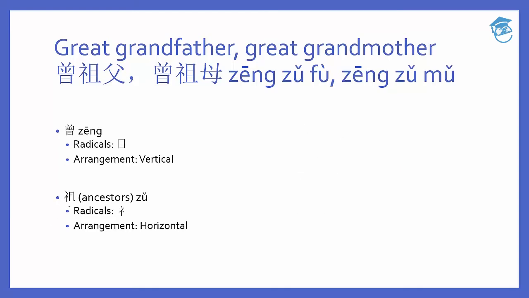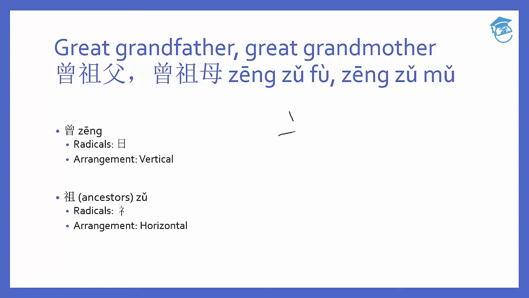The next word is 祖. It has the meaning of ancestors, and you can also use it in grandfather or grandmother. Just say 祖父 or 祖母, as I said earlier. This is the pinyin 祖, and the radical is this one, what's on the left there. The arrangement is horizontal, because again you have left and right component. Let's look at how to write 祖.